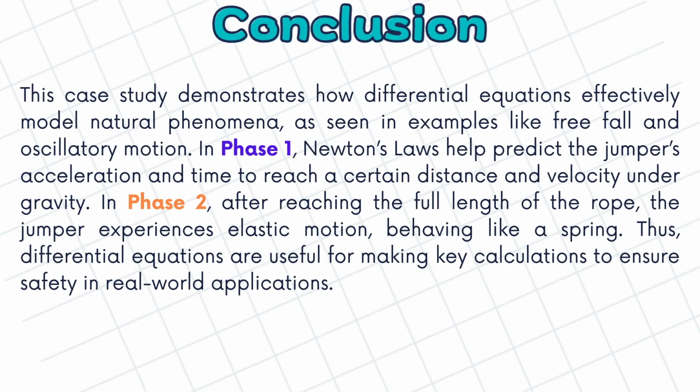In conclusion, this case study demonstrates how differential equations effectively model natural phenomena, as seen in examples like freefall and oscillatory motion. In phase 1, Newton's law helped predict the jumper's acceleration and the time to reach a certain distance and velocity under gravity. In phase 2, after reaching the full length of the rope, the jumper experiences elastic motion, behaving like a spring. Thus, differential equations are useful for making key calculations to ensure safety in real-world applications.